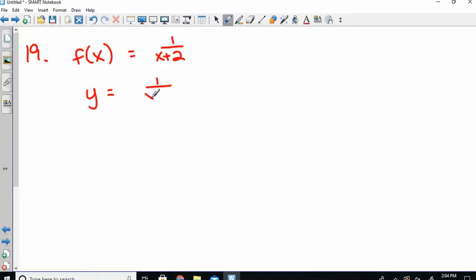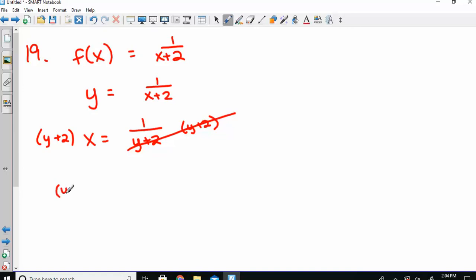So f of x, we change to y. Switch x and y. So if I want to solve for y, we can multiply over the y plus 2. What did you guys do here? Did you distribute the x or divide by it? Divide by it. Got it. You can distribute it as well. It works both ways.